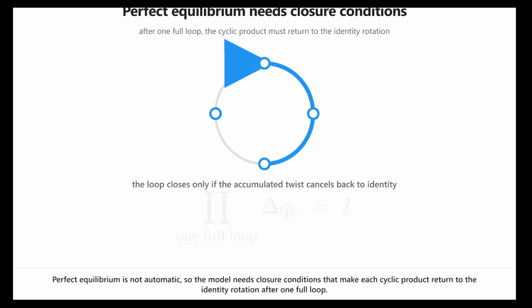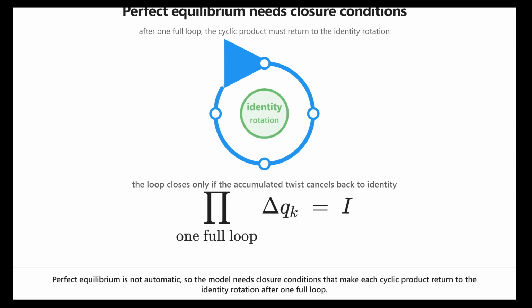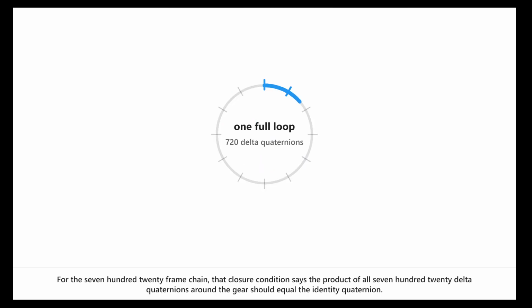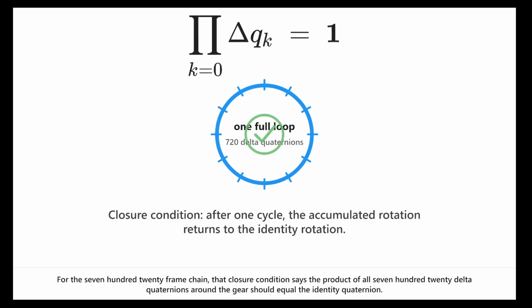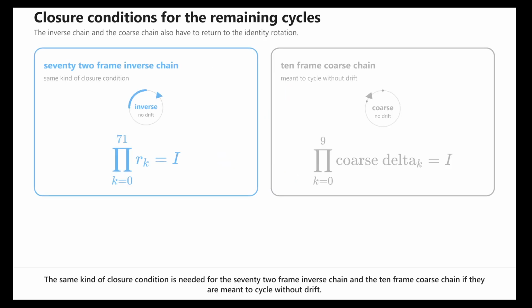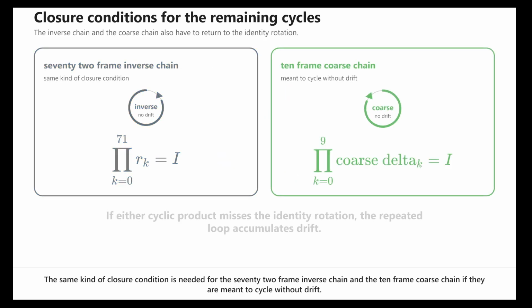Perfect equilibrium is not automatic, so the model needs closure conditions that make each cyclic product return to the identity rotation after one full loop. For the 720-frame chain, that closure condition says the product of all 720 delta quaternions around the gear should equal the identity quaternion. The same kind of closure condition is needed for the 72-frame inverse chain and the 10-frame coarse chain if they are meant to cycle without drift.